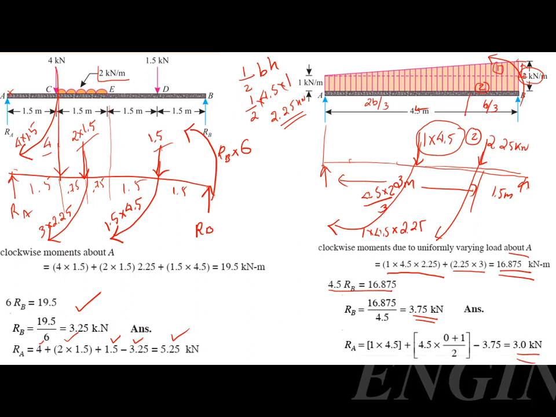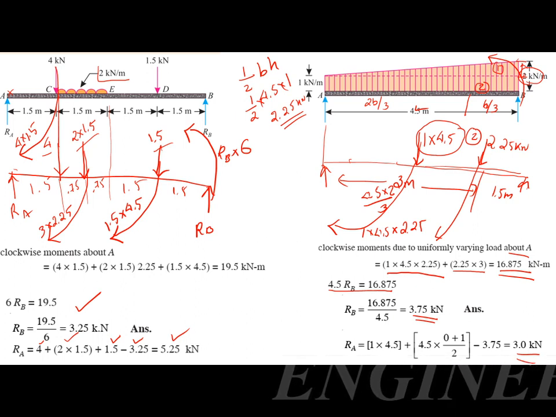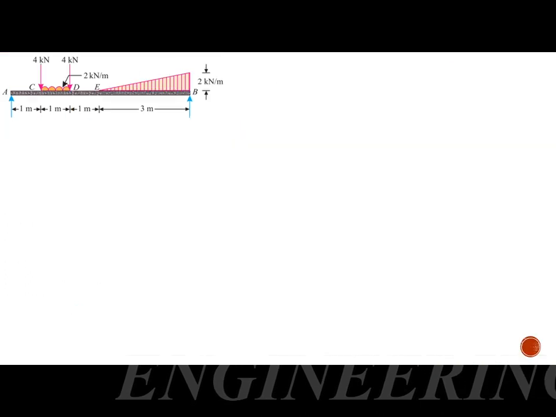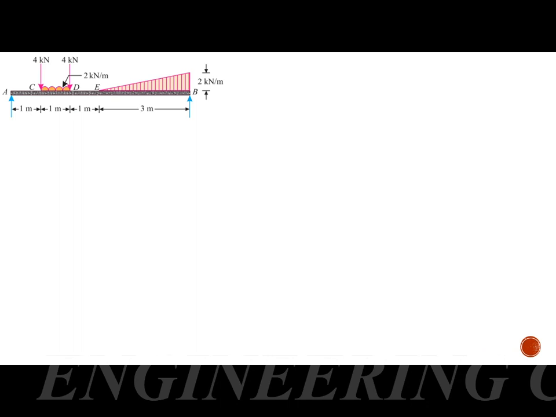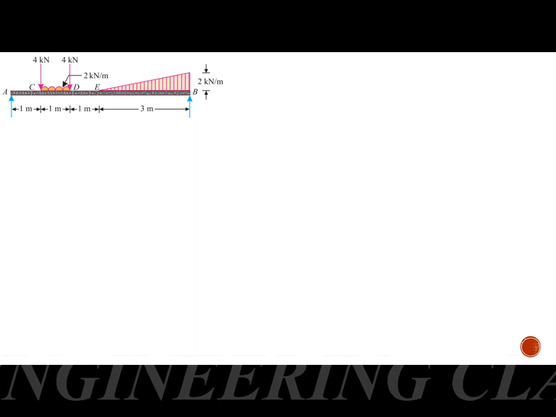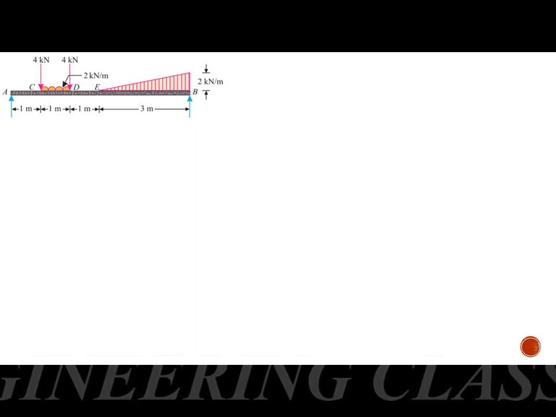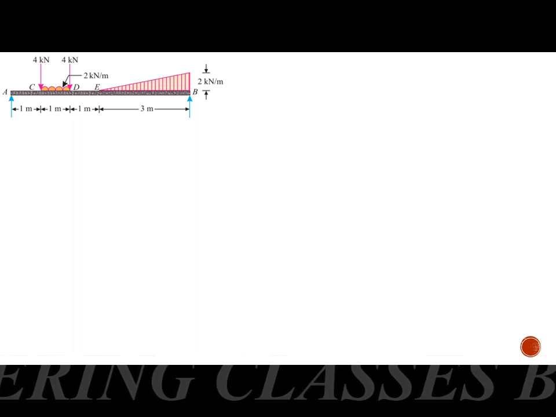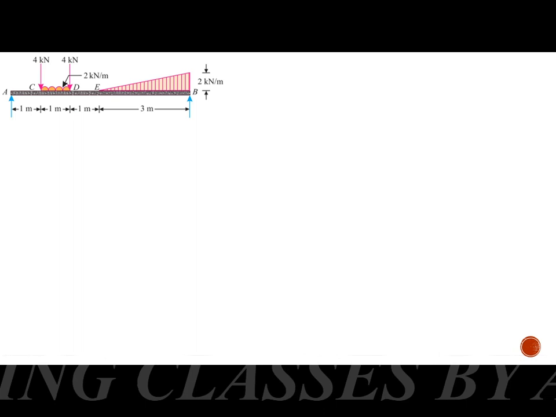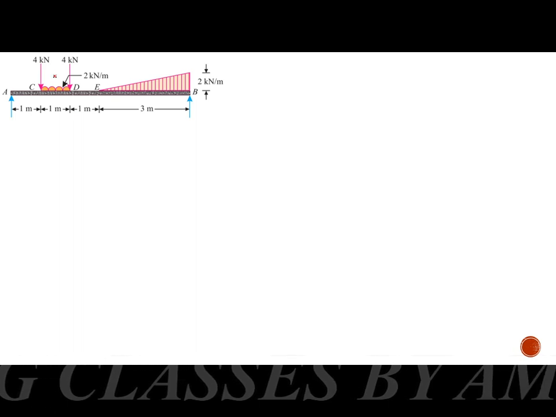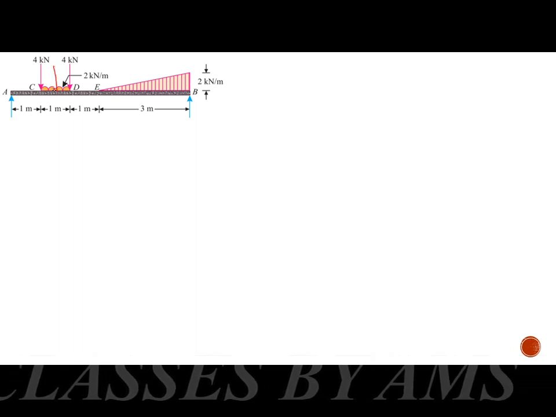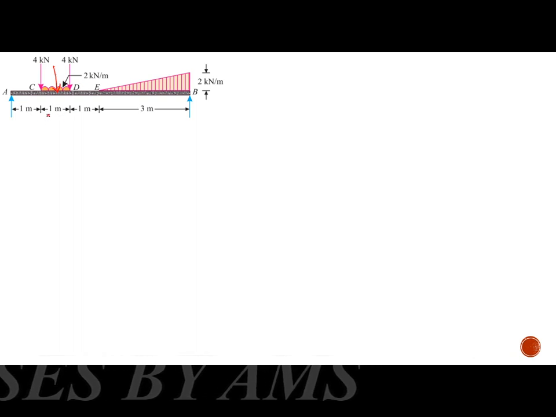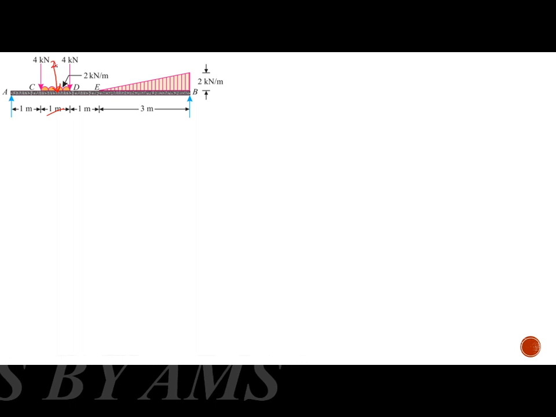Okay. So these are the questions on a simply supported beam. This is a question combining a uniformly distributed load, a uniformly varying load, and a point load. The first thing is replacing the uniformly distributed load with a point load. It will be acting at the midpoint. Its value is given by 2 into distance. Its distance is 1, so again it will be 2 kilonewton.